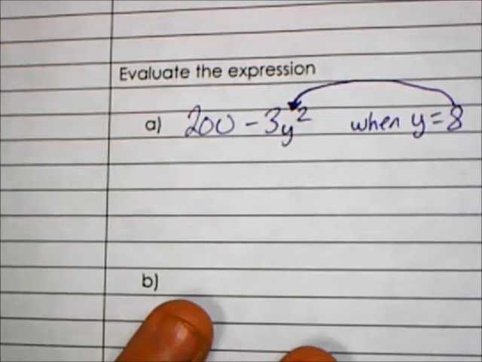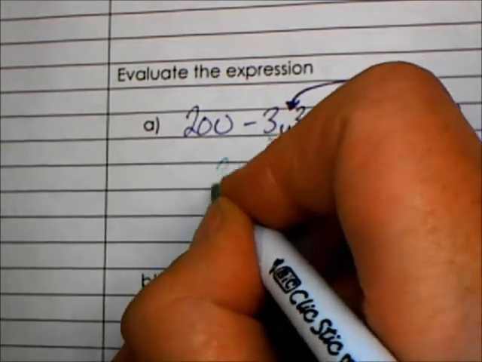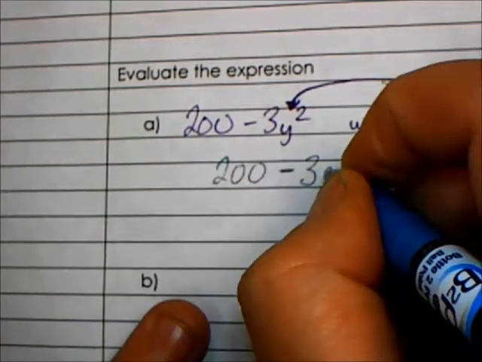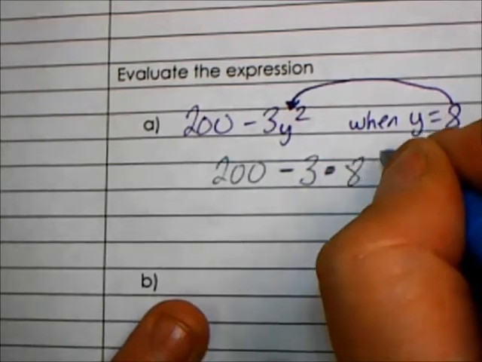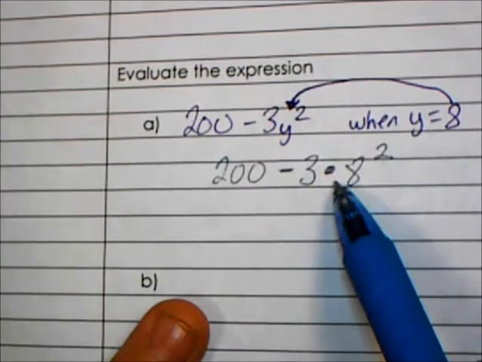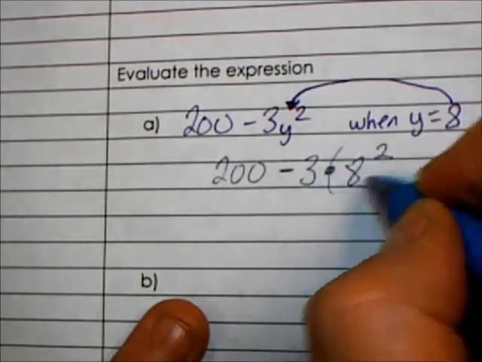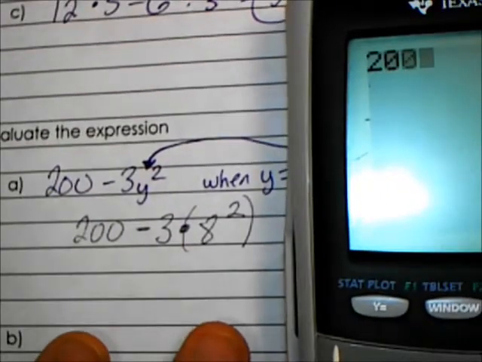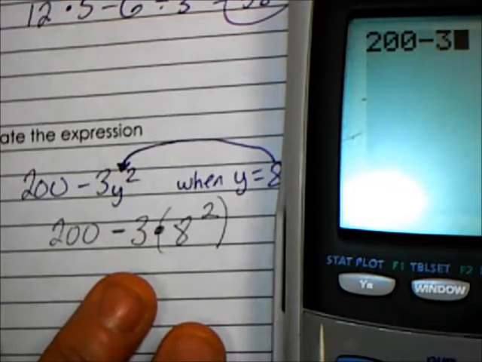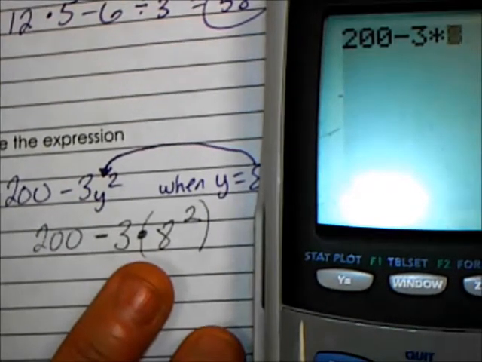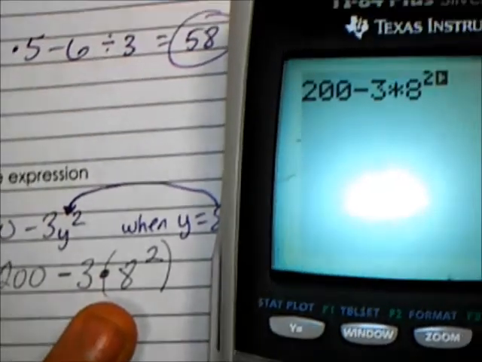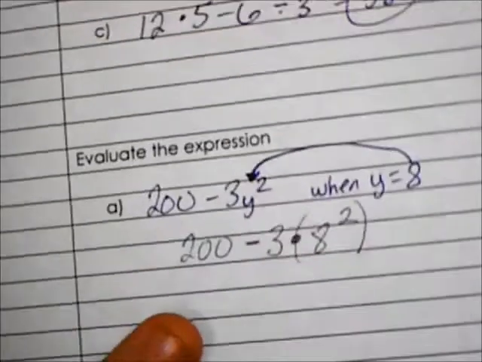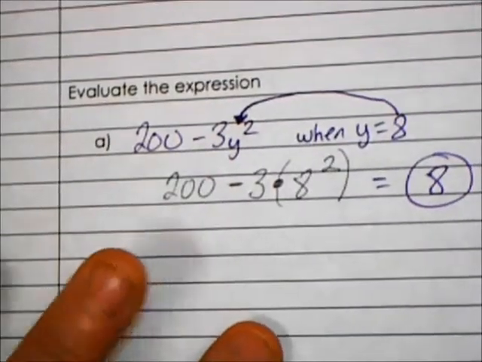When I do this, that means I'm going to have 200 minus 3 times 8 squared. Make sure you insert a times there. You can either put a dot or you could actually do parentheses to represent it being substituted in. When I go to my calculator, I'm going to have 200 minus 3 times 8 squared. And that comes out to actually 8 as my answer.